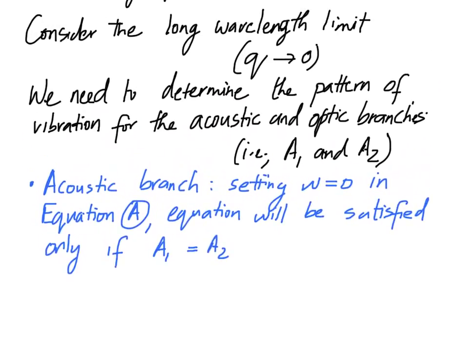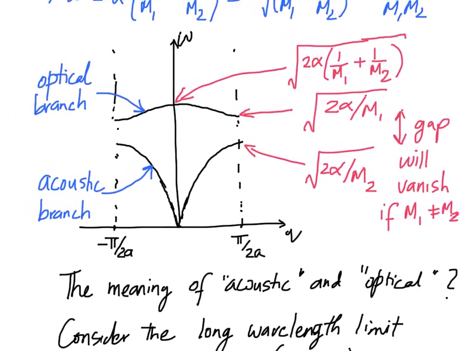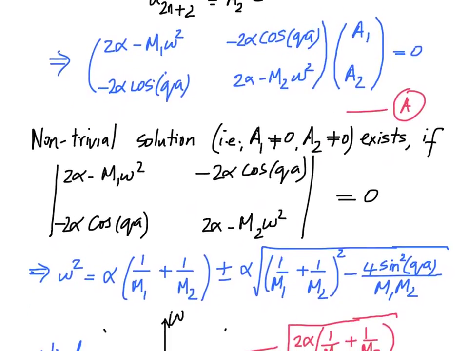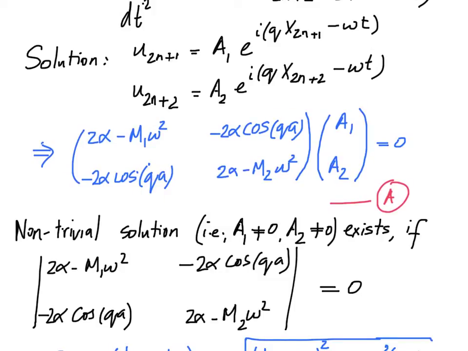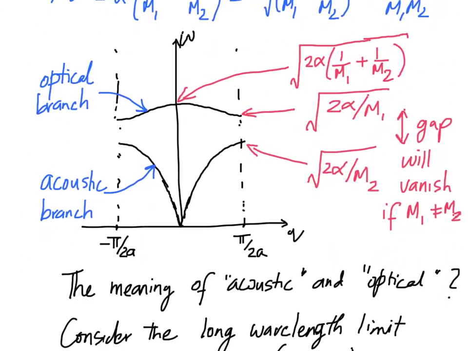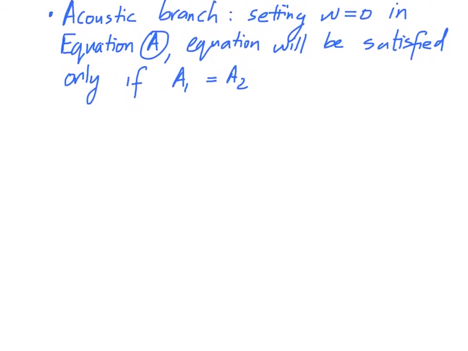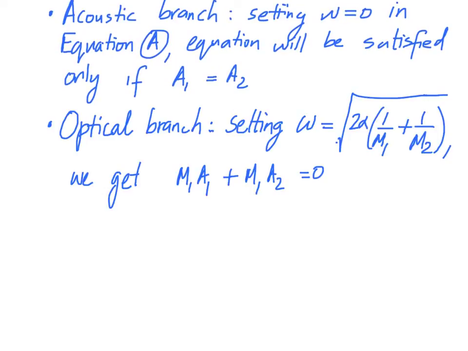Likewise, we are going to go back to our equation A. Now we want to understand the optical branch. So in addition to q tending to 0, we are going to set omega equal to this particular value. We already know what that is. We are going to set that in our equation A, which again let me show you, it's over here. We are going to still set q equals 0, and in addition, we are going to set omega to the appropriate value for the optical branch, and then evaluate the relationship between A1 and A2. So we're going to find something different, something interesting for the optical branch. Okay, so this is what we get for the optical branch.